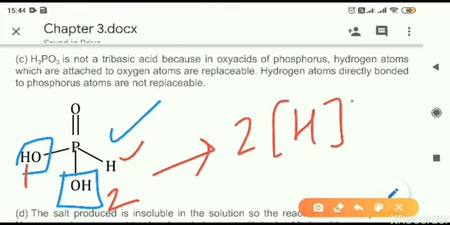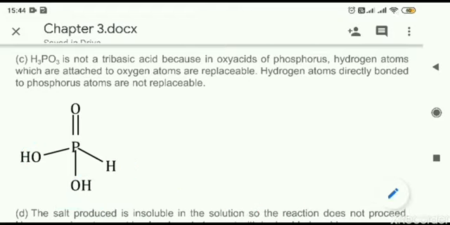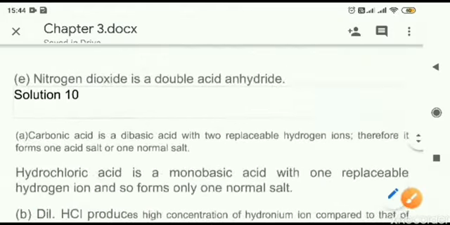That is, only 2 H+ ions will be produced, which will form 2 H3O+ ions. That is why we can say only 2 hydrogen ions are produced, and thus the basicity of H3PO3 is dibasic in nature. Next, question number D that is given here.